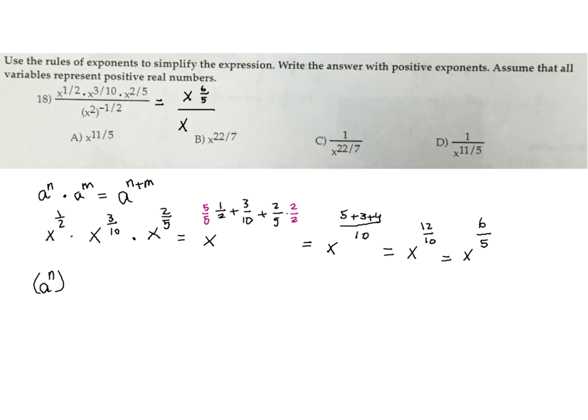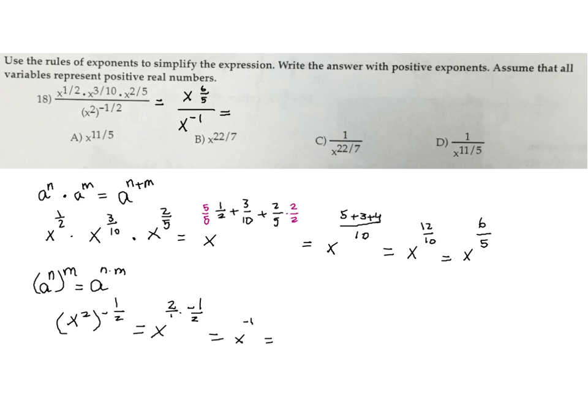Now, the bottom fraction here, we're going to use the other property: a to the power of n, to the power of m. Anybody remember how you simplify that? That would be a to the power of what? What do you do with the exponents? Well, now you multiply them. So over here, the example would be x to the power of 2, to the power of minus 1/2. That would be the same as x to the power of 2/1 times minus 1/2, which is equal to x to the power of what? Anyone? Minus 1. So x to the power of minus 1. Everybody with me so far? Any questions on that?